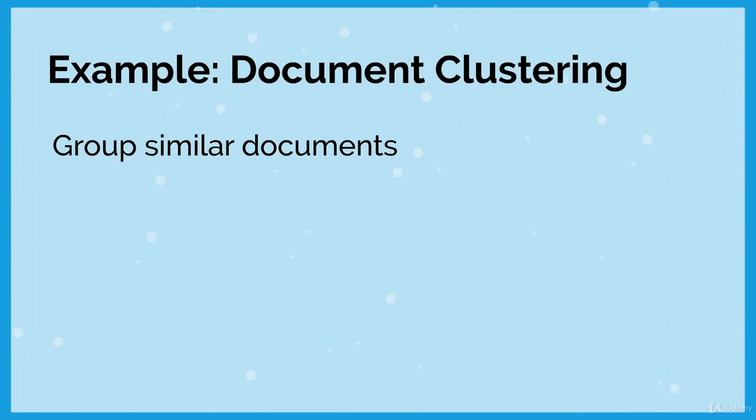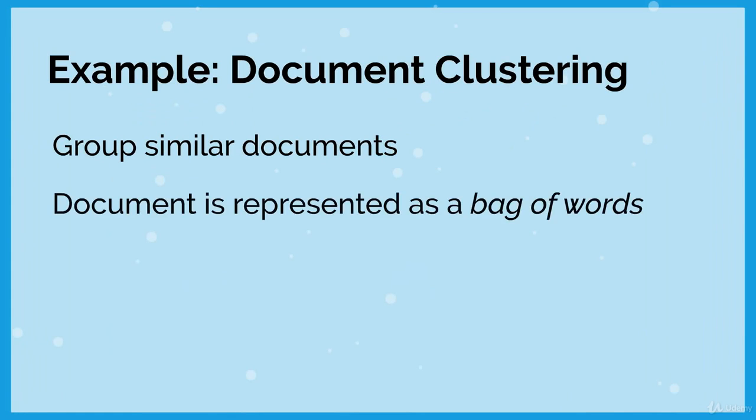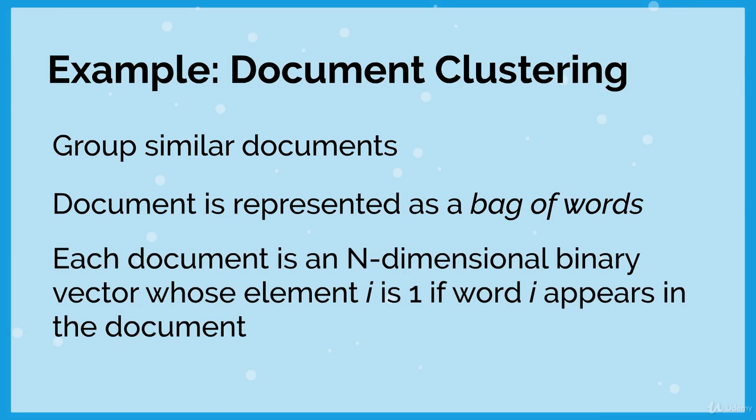Another example would be document clustering. And this is where we're going to try to group similar documents. So a document would be represented as a bag of words in this scenario. We're probably going to remove non-informative words such as of, the, a, and focus on more of the nouns and verbs that would occur. And once we have that bag of words, that bag of words would be used as an n-dimensional input. It would be a vector whose element i is 1 if word i appears in the document or 0 if not. And then we can cluster these documents into similar types of documents.